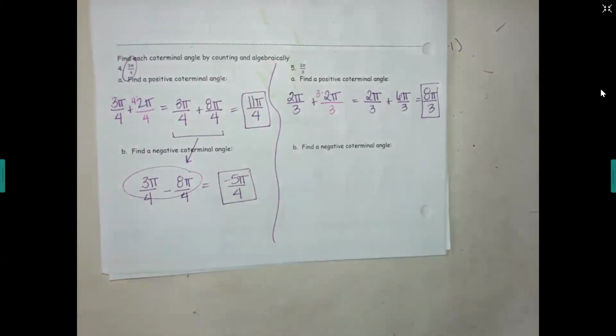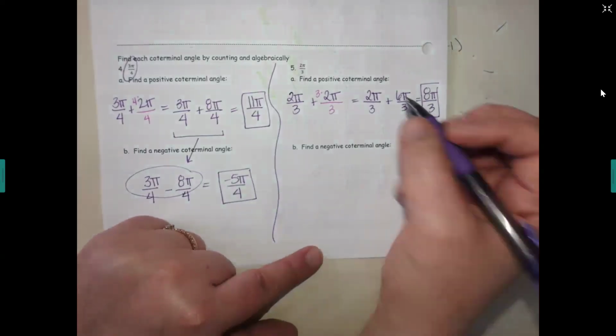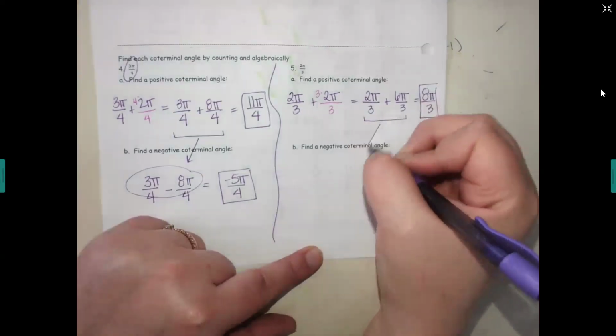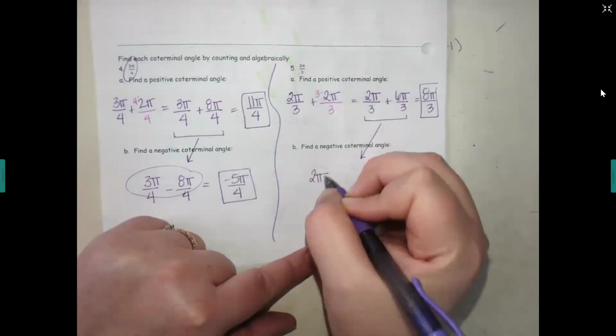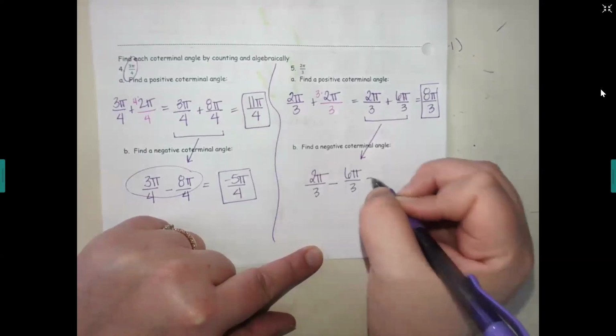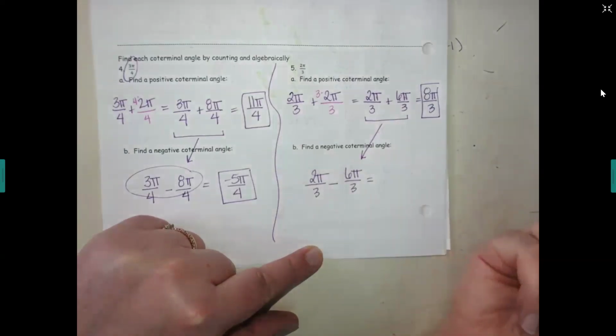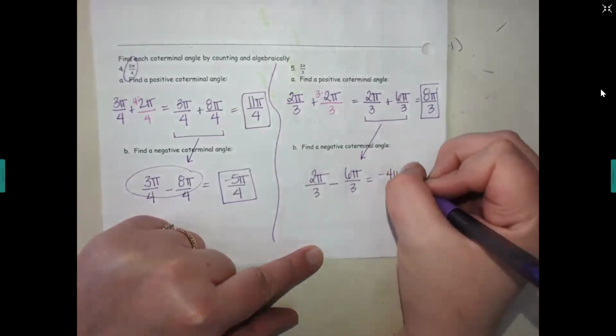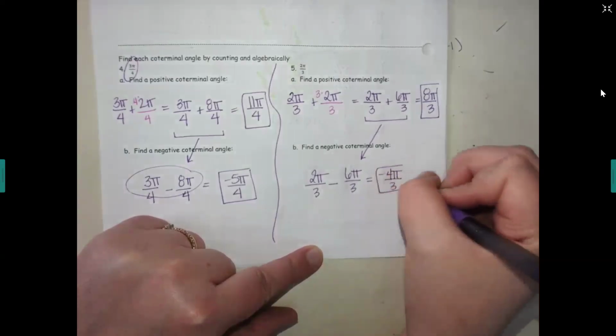And then the only difference from a positive to a negative is instead of adding for a positive, what would I do for a negative? Your plus would turn to a minus. So it'd be 2π thirds minus 6π thirds. And then 2 minus 6, what do we get? Negative 4π thirds.